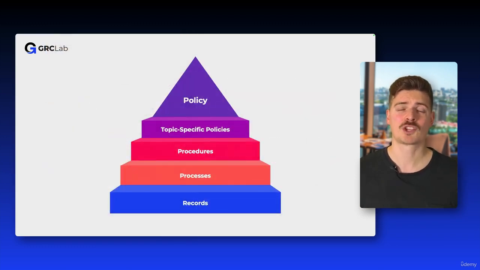Now, documented information can have various forms. At the top, we have policies, topic-specific policies, procedures outlining how things should be done, processes that encompass the procedures, and overall we have records that demonstrate or prove that we have carried out our processes as we intended.